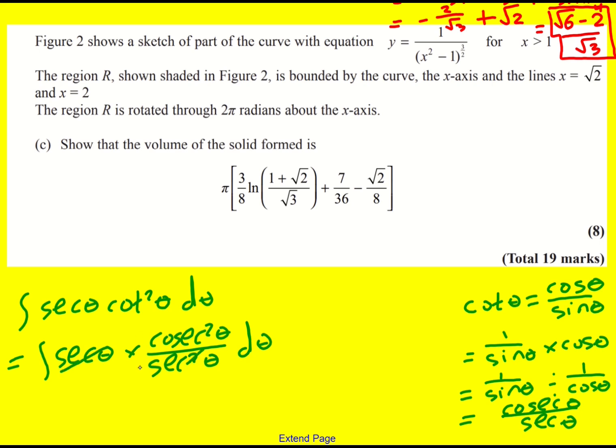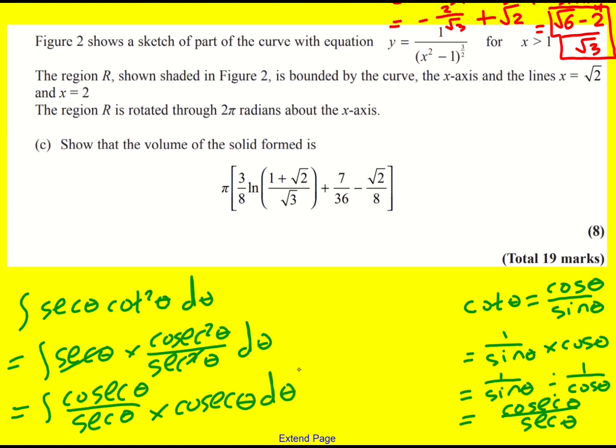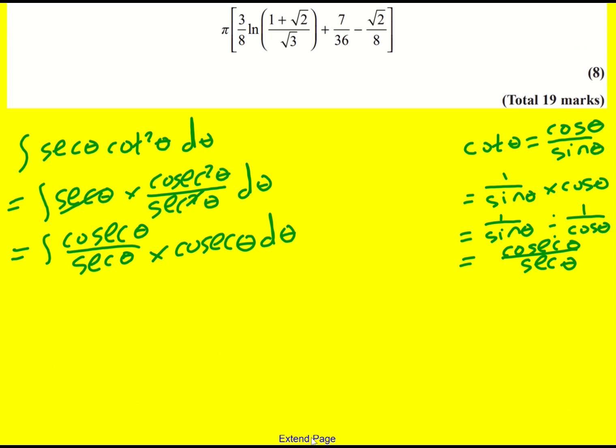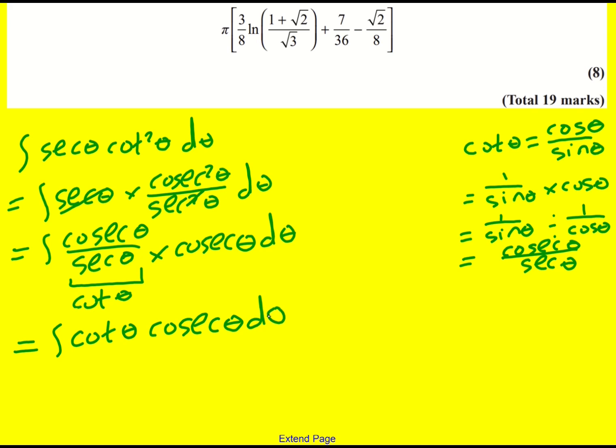So the sec thetas cancel, and then I'm left with cosec theta over sec theta times cosec theta. I'm integrating with respect to theta. Now I just showed a minute ago that this was cot, so I can actually write this whole integral as cot theta cosec theta. It's amazing how differently you can write integrals, but all three that I've done, including the one involving sine and cos, are exactly the same.